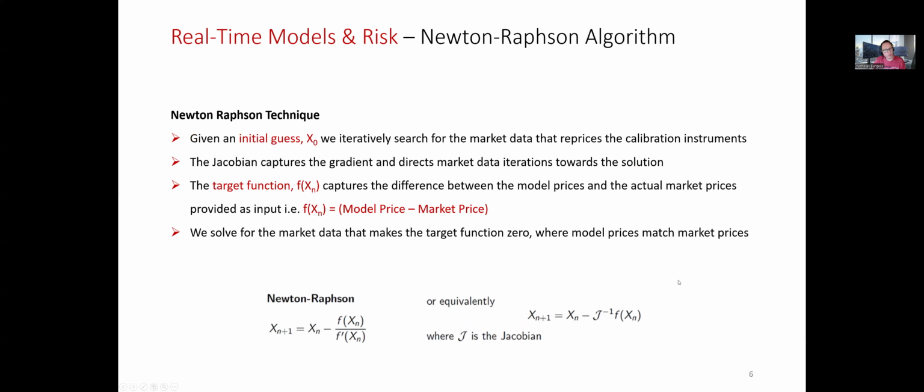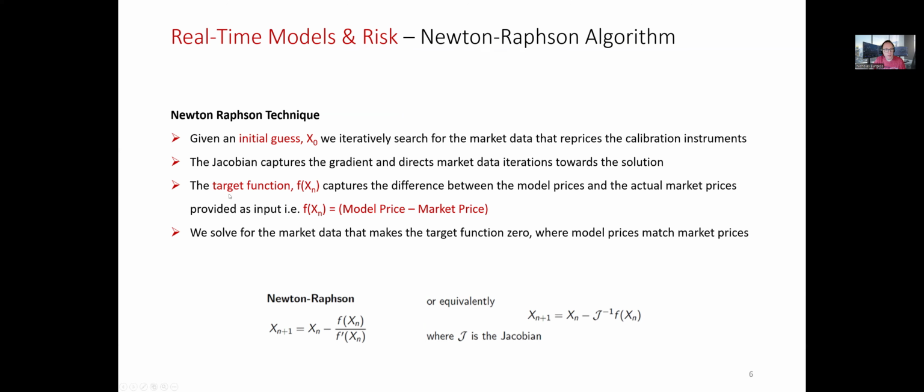Now, we'll go through some of the building blocks of the calibration process, and a lot of this will become a lot more clear as we go through those building blocks, so do bear with me. The Newton-Raphson technique that we mentioned is a very common technique for solving and calibrating yield curves. The way it works is that we give the model an initial guess, x0, and we iteratively search for the market data that reprices those calibration instruments. The Jacobian J captures the gradient and directs the iteration towards the solution. So for every iteration, we're guaranteed to be moving closer to the solution because we follow the Jacobian.